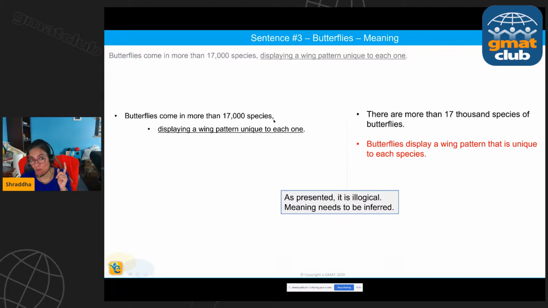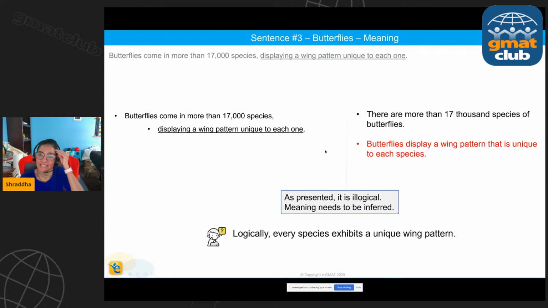But mind you, the comma is in the non-underlined portion of the sentence. So we need a modifier that will talk about more than 17,000 species, because it's the 17,000 species, each species has a unique wing pattern. That's all we need to look for in the correct answer. So, this is the beauty of understanding the logic of the sentence so well, because when you do that, you exactly know what your logic should be and what grammar you shall use to present that logic.